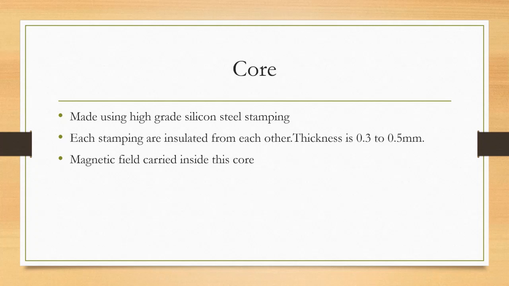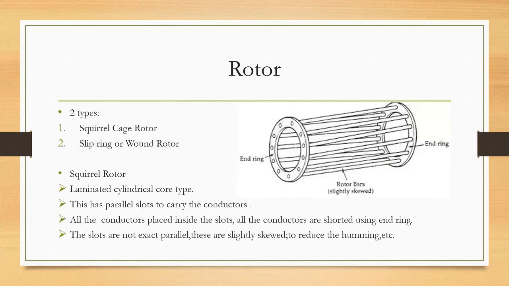Next, we will discuss about the rotor. There are mainly two types of rotor. First one is squirrel cage rotor and second one is slip ring or wound rotor. So you can see the squirrel cage rotor in the diagram.